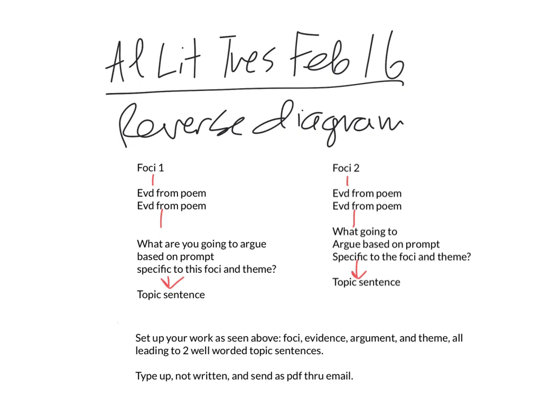So then ask yourself, all right, based on this evidence and based on that foci, what am I going to argue based on this specific prompt, this foci and theme, based on the poem that you've chosen? You're just telling that to yourself a little bit, in a very general way, what am I going to try to argue? Again, based on the theme that I provided for you. So then your output should be just one very well worded topic sentence for that body paragraph. And then we just need to repeat that process for foci number 2.